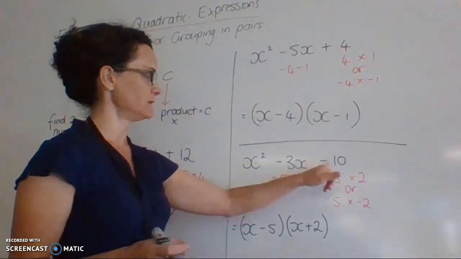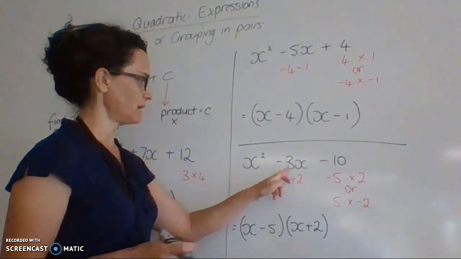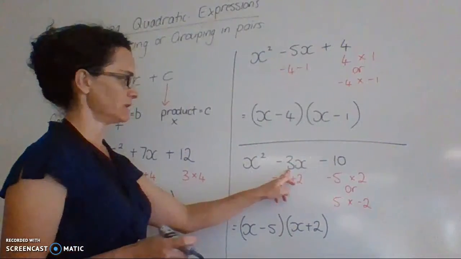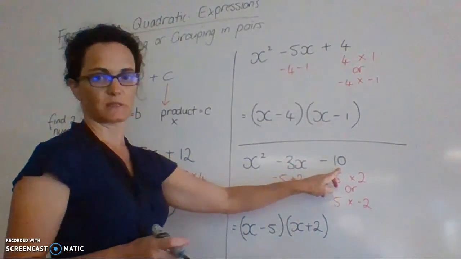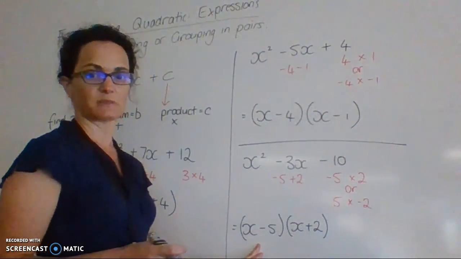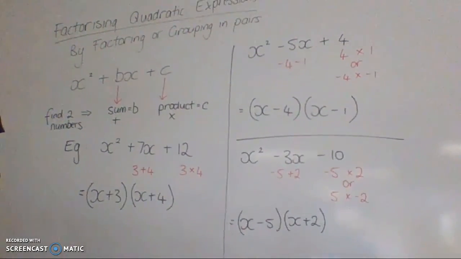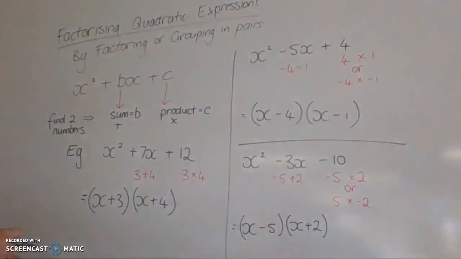Remember, it's the same numbers, in sign as well as value, that add together to equal negative 3 and multiply together to equal negative 10. So then those two numbers just go inside your brackets. So it's (x minus 5)(x plus 2). So that's factorising quadratic equations by grouping in pairs.